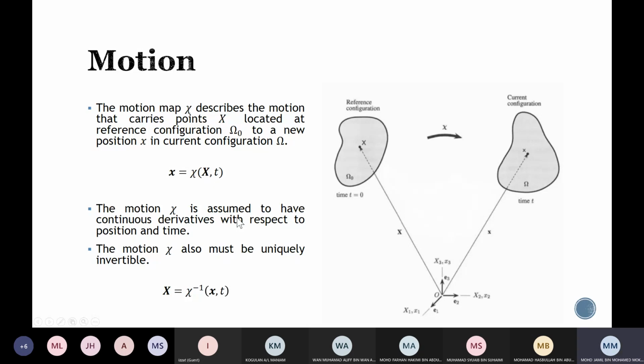The motion chi is assumed to have continuous derivative, meaning that we can differentiate it. That's the meaning of continuous derivative. The motion chi can also be invertible. So if you want to find the position big X from the position small x, you can just invert the function and substitute with small x. Later we will see more examples.